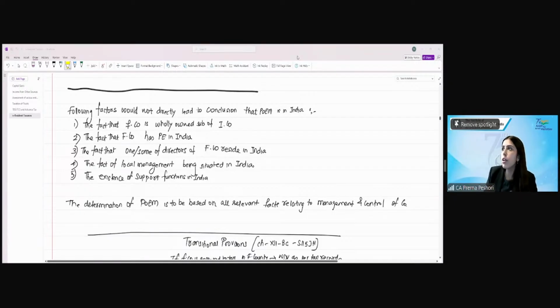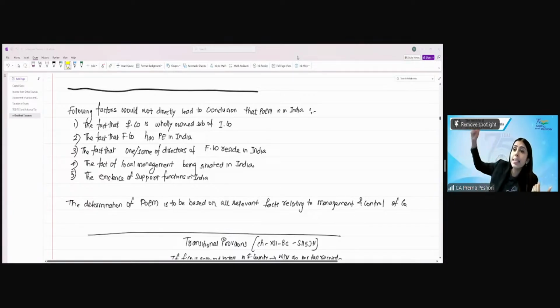It doesn't mean that if one or some of the directors of a foreign company are Indian residents, POEM is in India. No. Each case has to be examined in light of the facts and circumstances of that case. It doesn't mean that if the foreign company has a branch or some office in India, POEM is in India. That's not the case. If some local management is there in India, that is fine. The local management can be there.